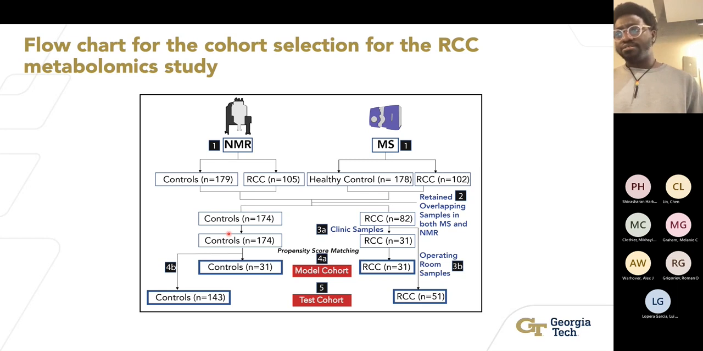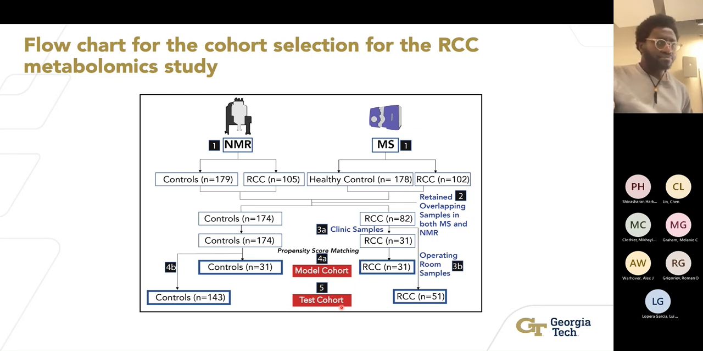And then we are left with 175 controls and 31 RCC. Remember that the controls are all collected in the clinic. So I used a method called propensity score matching, which I'm going to talk about in the next slide, to essentially match 31 controls to the 31 RCC. They have been pre-selected, so these are all collected in the clinic, while the rest form the basis of the test cohorts. So that's how we went about doing this.